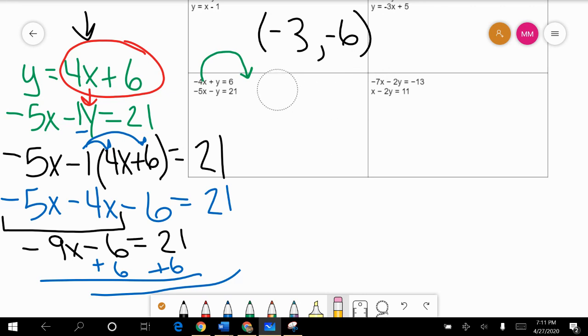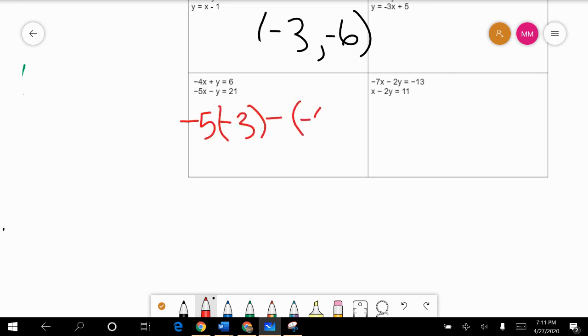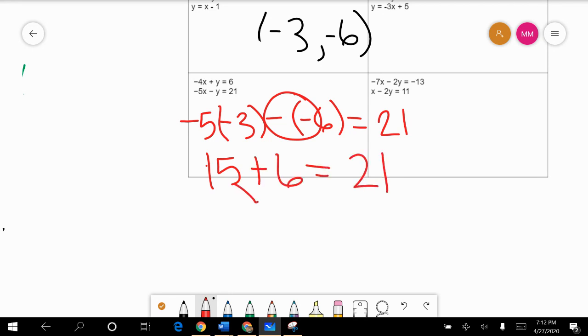So that is the solution to both of my equations, meaning when they are both the same. Now, I do want to double check before I move on to make sure that this works in my second equation. So I'm going to plug in negative 3 and negative 6 where I see x and y in my second equation. So negative 5 times negative 3 minus a negative 6, when I solve that, should be equal to 21. But let's make sure. So negative 5 times negative 3 is a positive 15. When I have a negative and a negative together, that becomes a positive 6. And let's check. 15 plus 6 is 21.